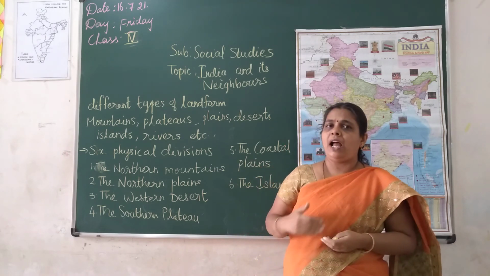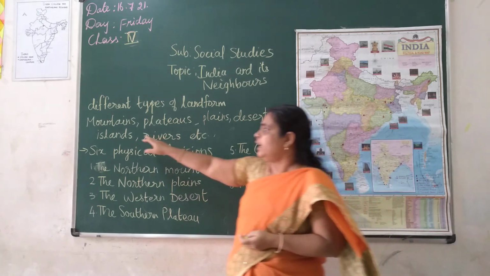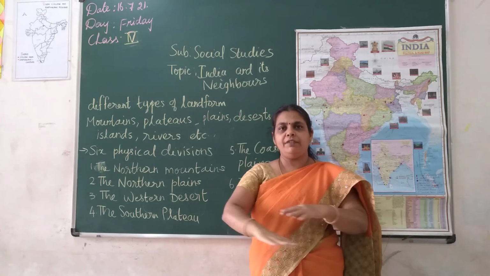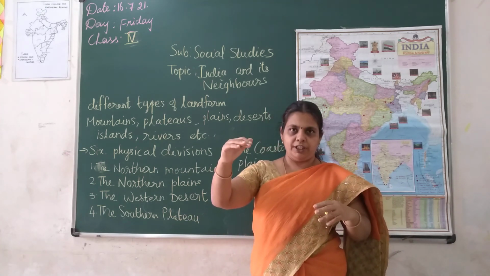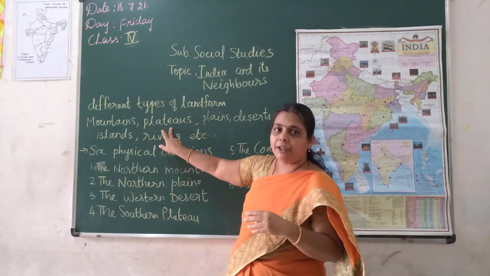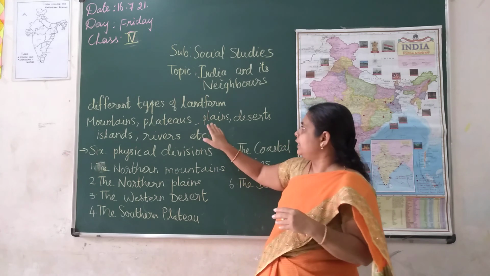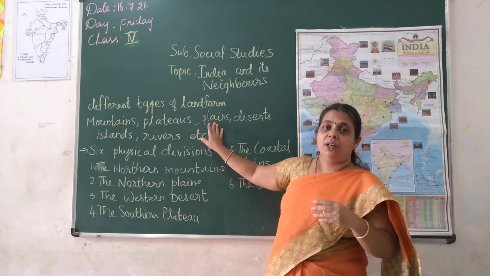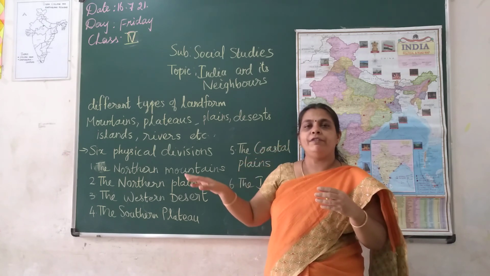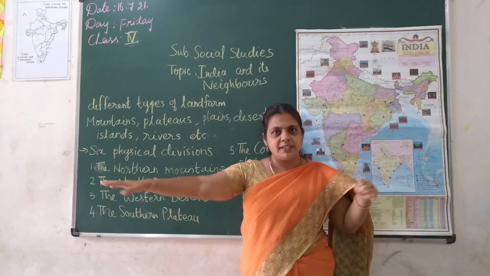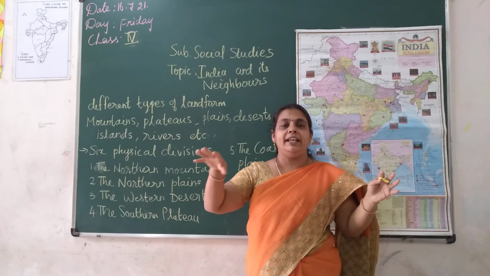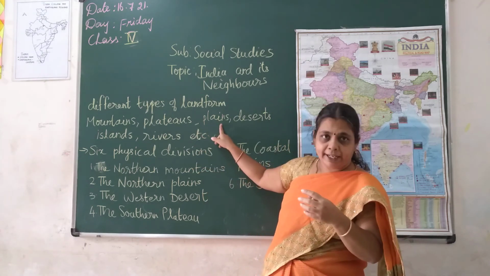India has different landforms, children, like mountains and plateaus. You see a flat land, and a little higher than that, a higher land above the flat land, that is called a plateau. Then you have plains, children. If you come down from the mountains, it will be a vast land where the river will be flowing. That area is called plains.